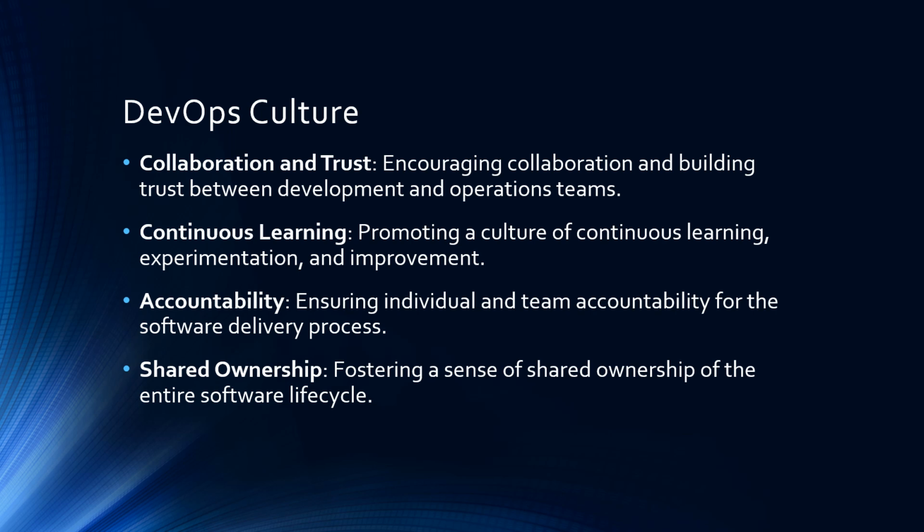In traditional environments, developers might say, "I wrote the code, but operations broke it," while operations might say, "The code was flawed from the start." In a DevOps culture, both teams share ownership of the entire process, from initial development through deployment and ongoing operations. This shared ownership encourages better communication, more thorough testing, and more reliable deployments.